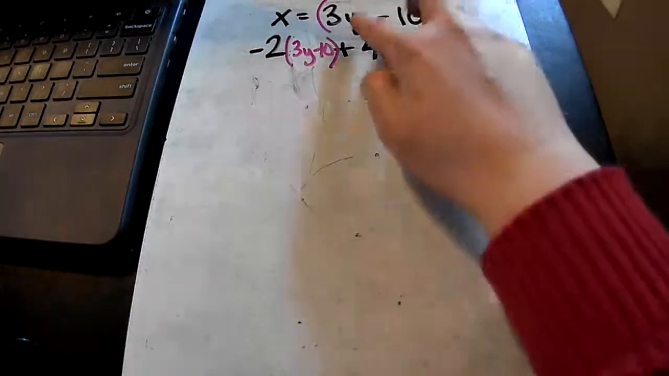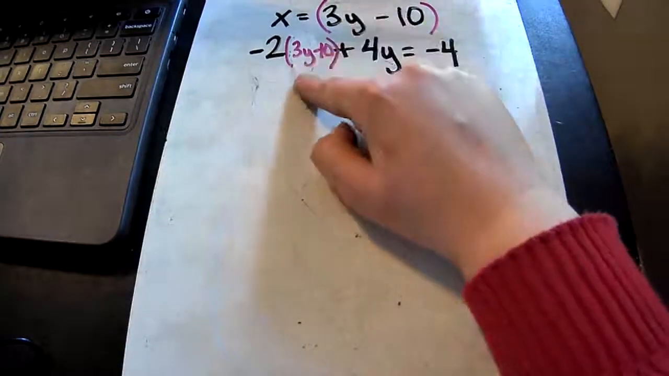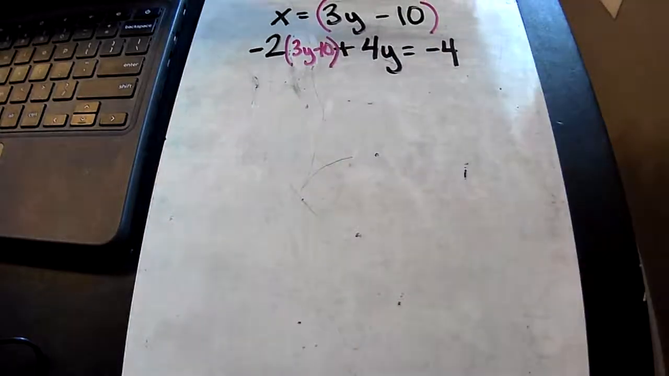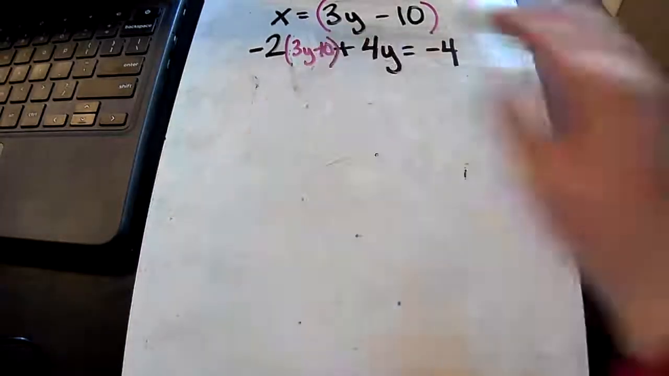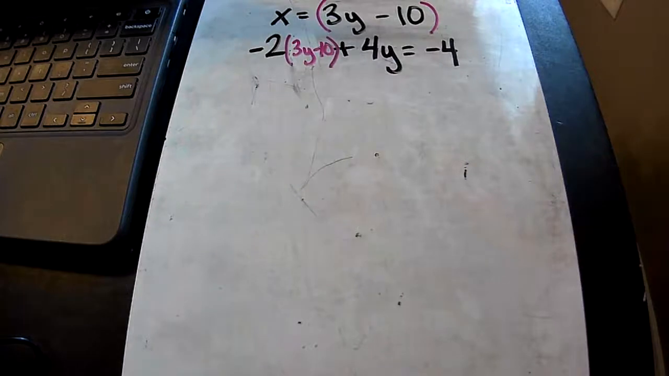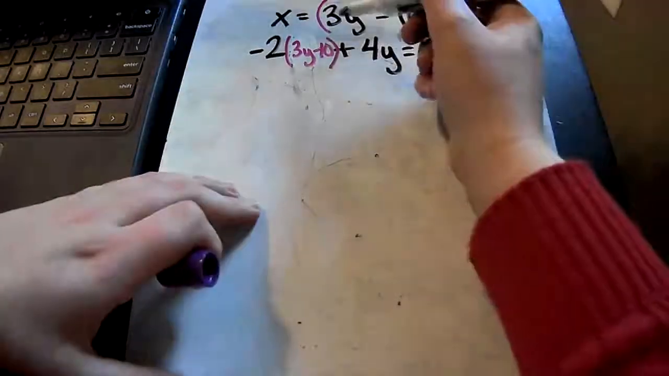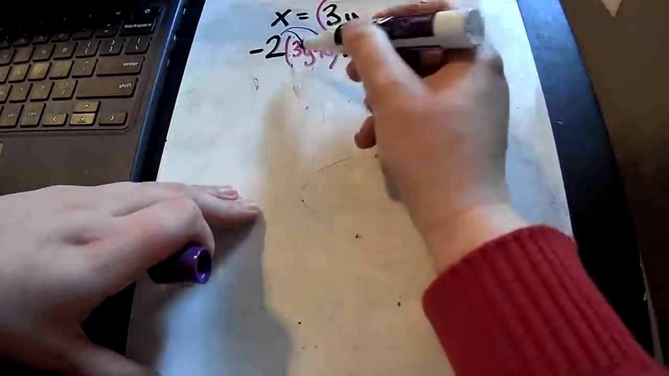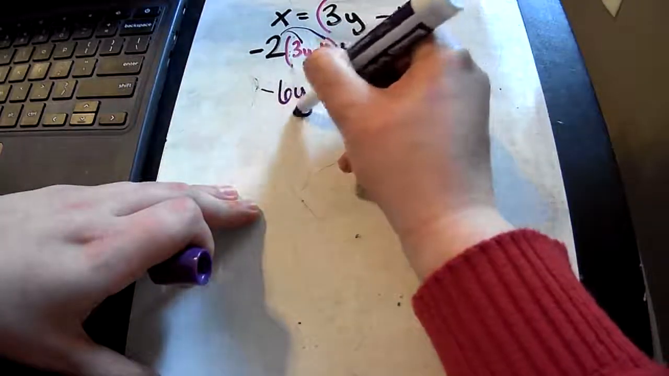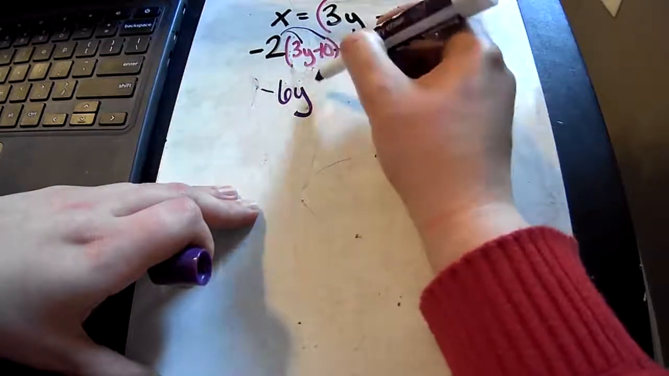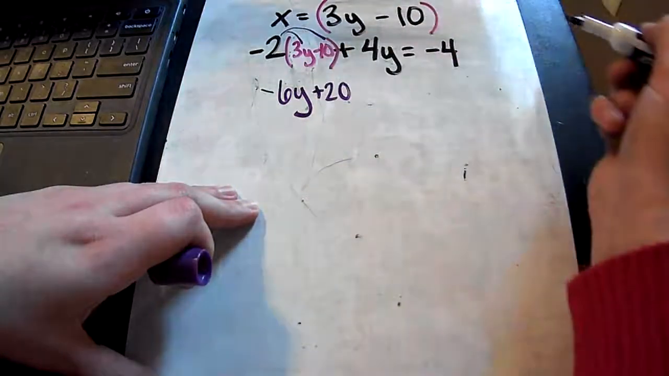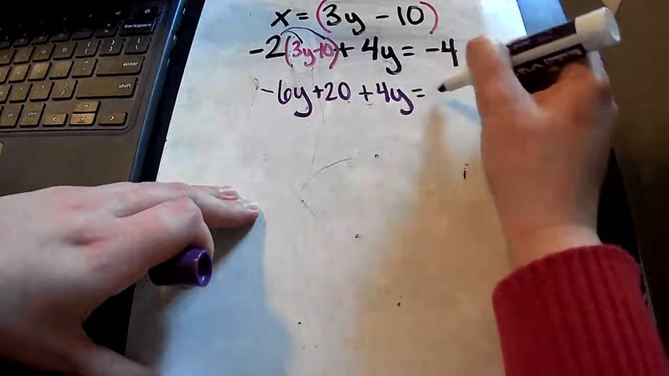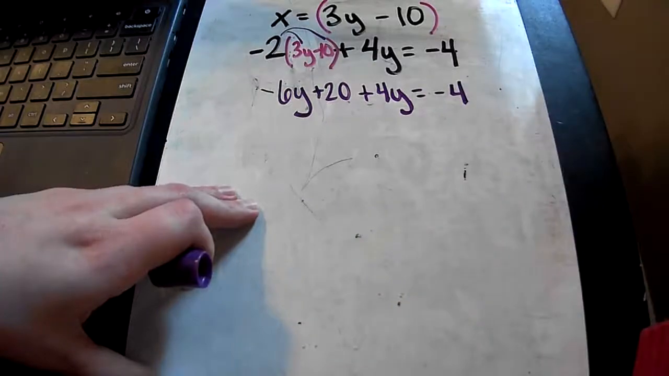Okay, so when you're doing the substitution method with these types of problems, it's good to be in the habit of putting parentheses around it. Because at this point, if I keep my parentheses on it, then that makes it a little bit more clear that I'm treating this next step like it is distribution. We're going to distribute the negative 2 through the parentheses. Negative 2 times 3y gives me negative 6y. Negative 2 times negative 10 gives me positive 20. And then I'm just going to bring down the rest of my equation. Plus 4y equals negative 4.